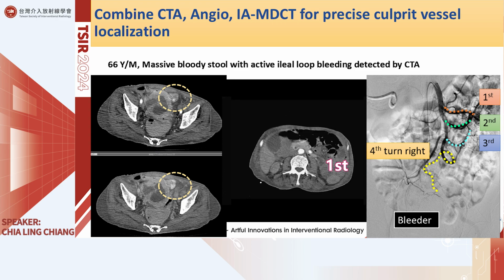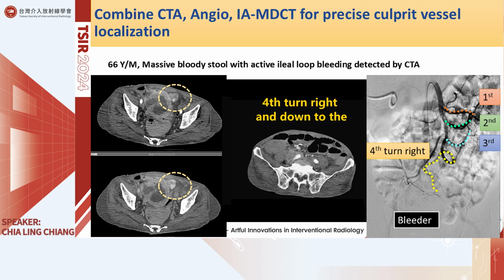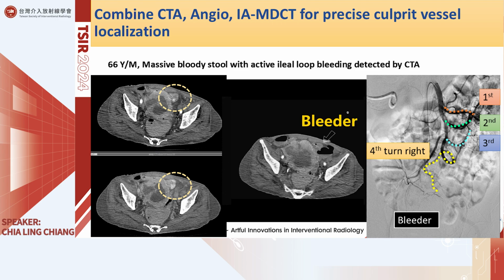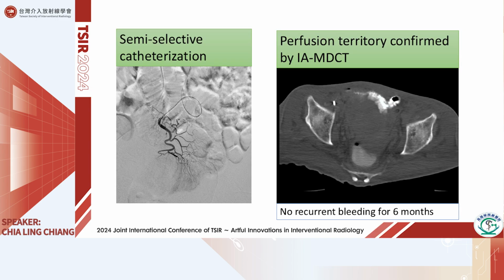With the combination of CTA findings, the angio, and the intraoperative CTA, we can precisely localize the culprit vessel, shorten our procedure time, and probably save our patient's life. In this case, we put our microcatheter into the culprit vessel territory and confirm the perfusion territory by our intra-arterial MDCT. After vasospasm and bowel therapy, the patient has had no recurrent bleeding for 6 months.